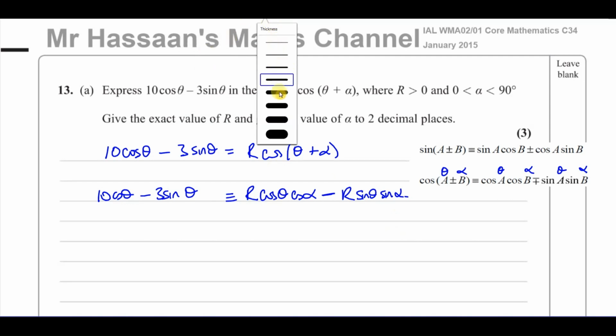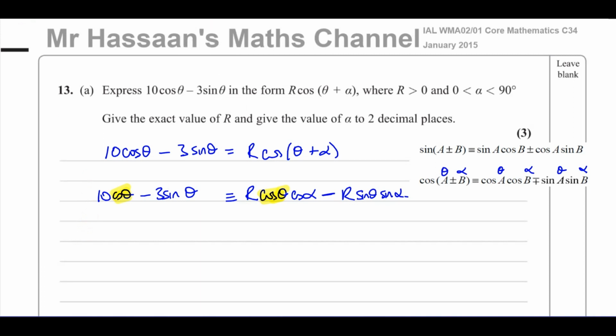Okay, so I'm going to compare the coefficients of the cosine theta on this side. And you can see there's a cosine theta on that side. So I'm going to highlight those. And I can see here that on this side, the coefficient of cosine theta is 10. Oops, my pen's got messed up.